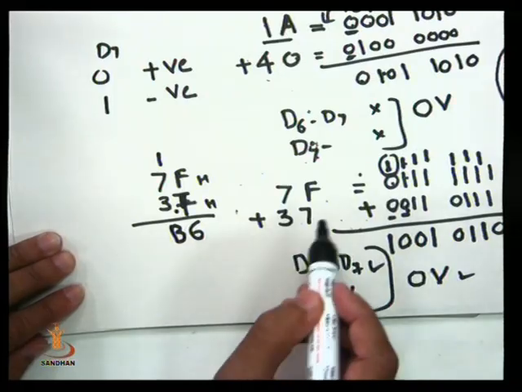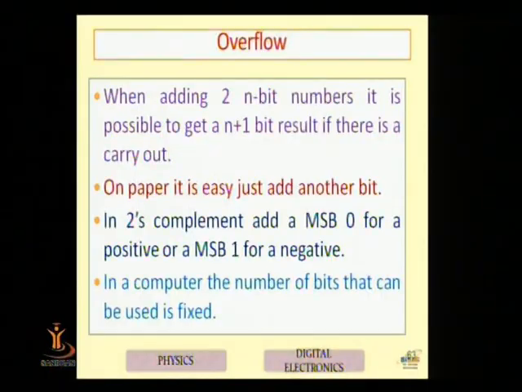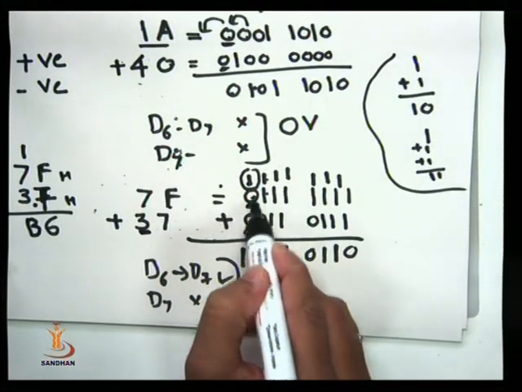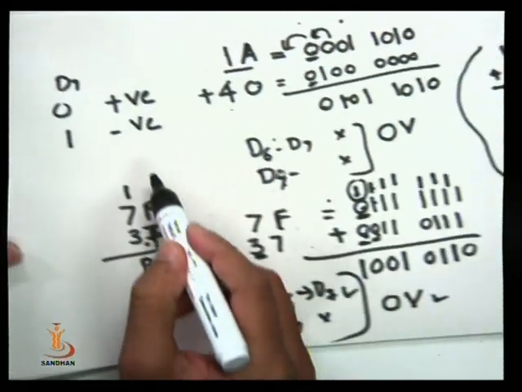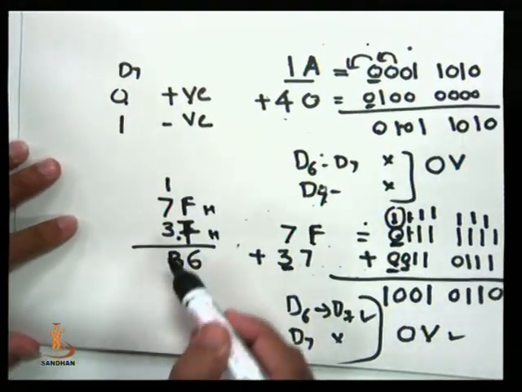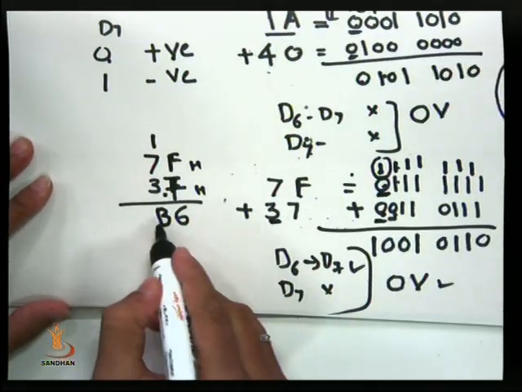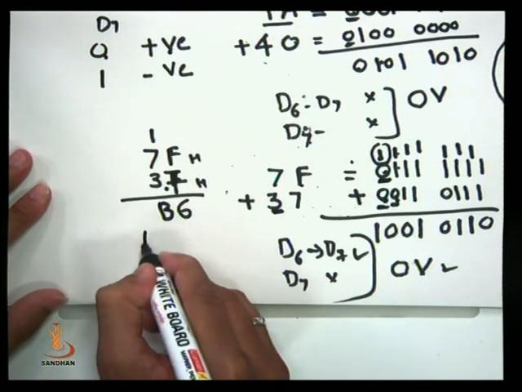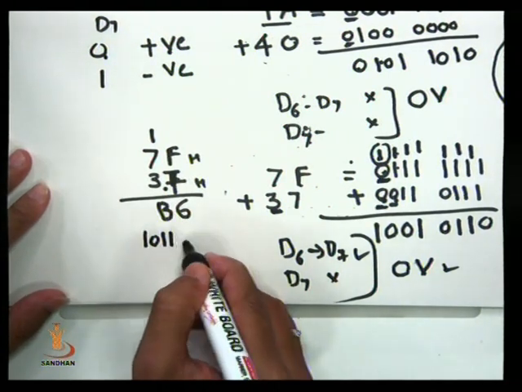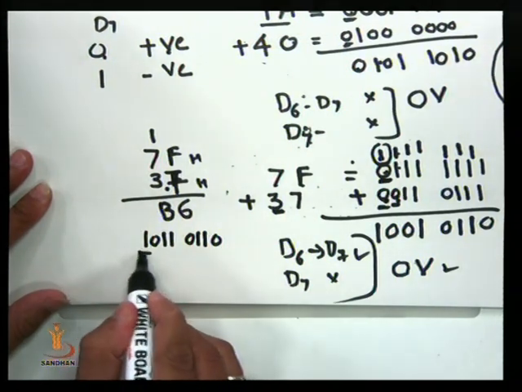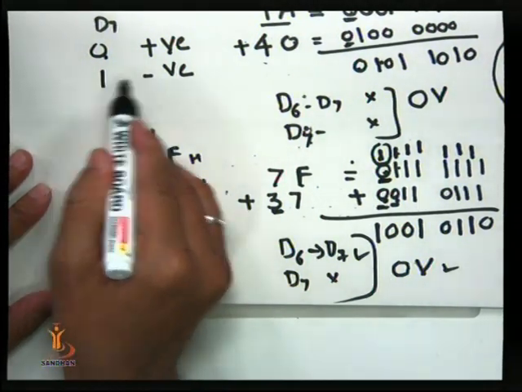Both numbers were positive. If you try to see in our initial part, 7F, this is 0, 3F, this is 0. These both are 0, 0 means what? My D7 is 0, number is positive. Now, if you check your result, it is B6. Convert B6 into binary. The binary of B is 1011 and the binary of 6 is 0110. Now you see the D7 bit. D7 bit is 1 and it is negative.